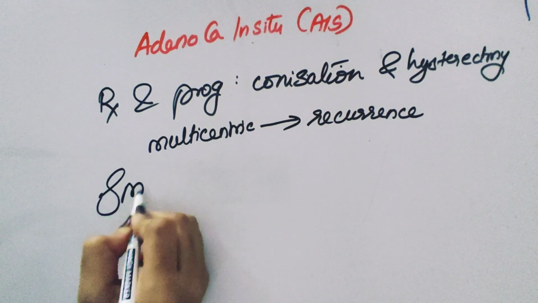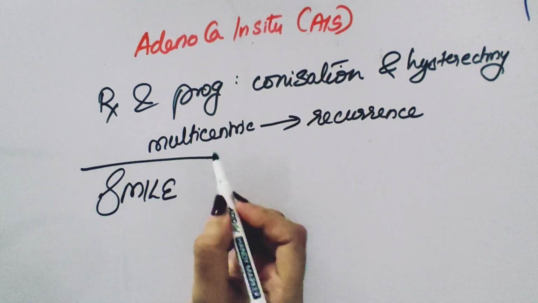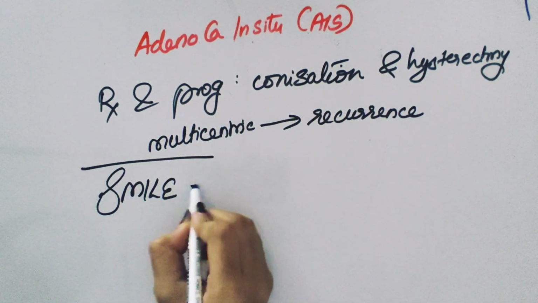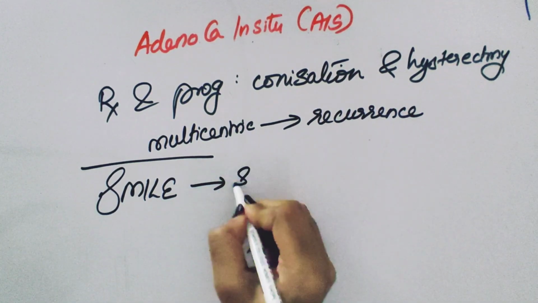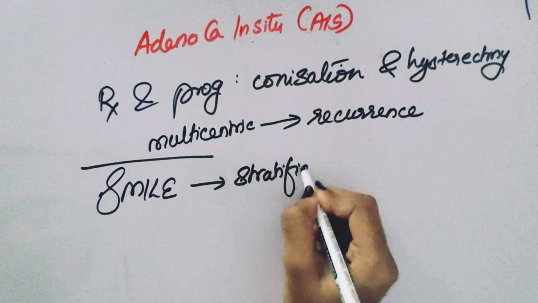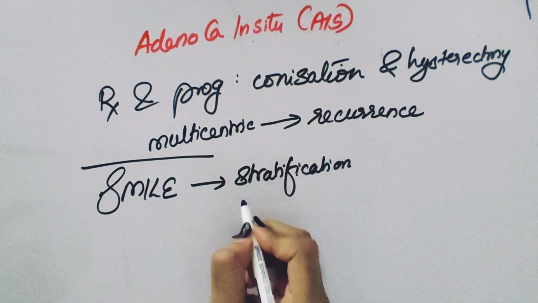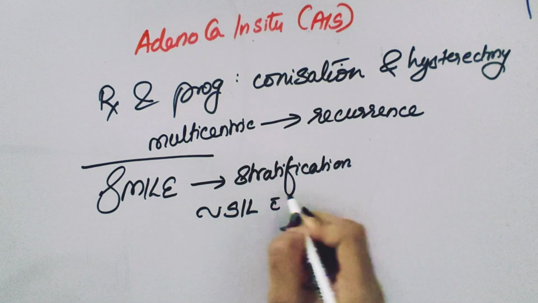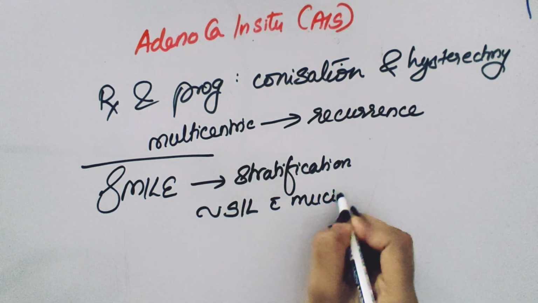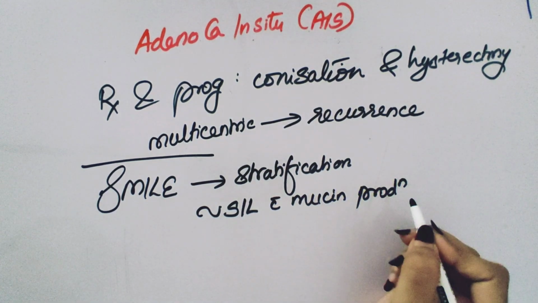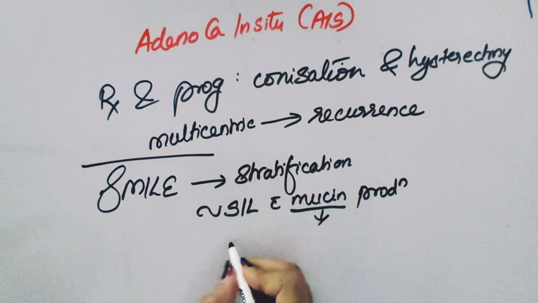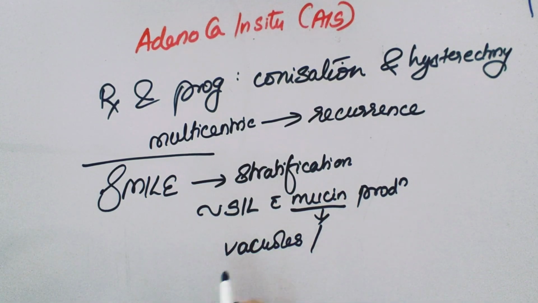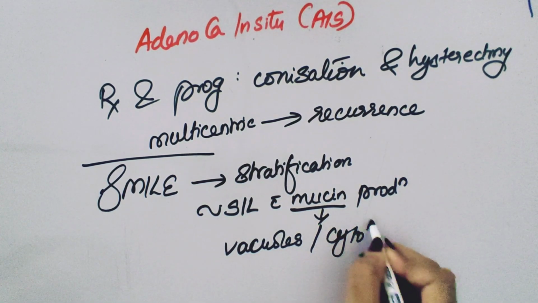And then talking about SMILE, besides adenocarcinoma in situ, the other lesion which I said was stratified mucin secreting intraepithelial lesion. So it's almost the same as AIS. The only thing is that there is stratification here, almost similar to the squamous intraepithelial lesion, except for the fact that it has conspicuous mucin production. And this mucin is seen as vacuoles in the cytoplasm, or it can be seen as cytoplasmic clearing.